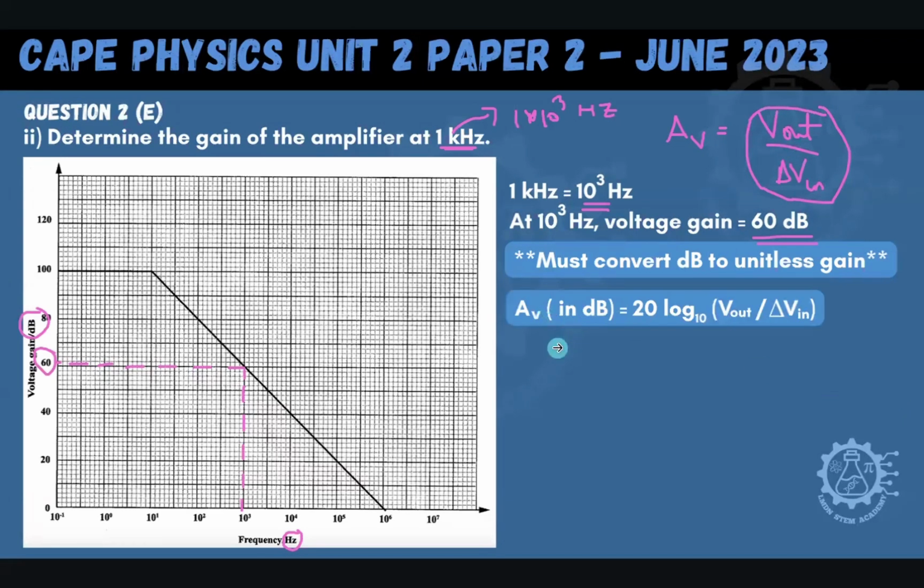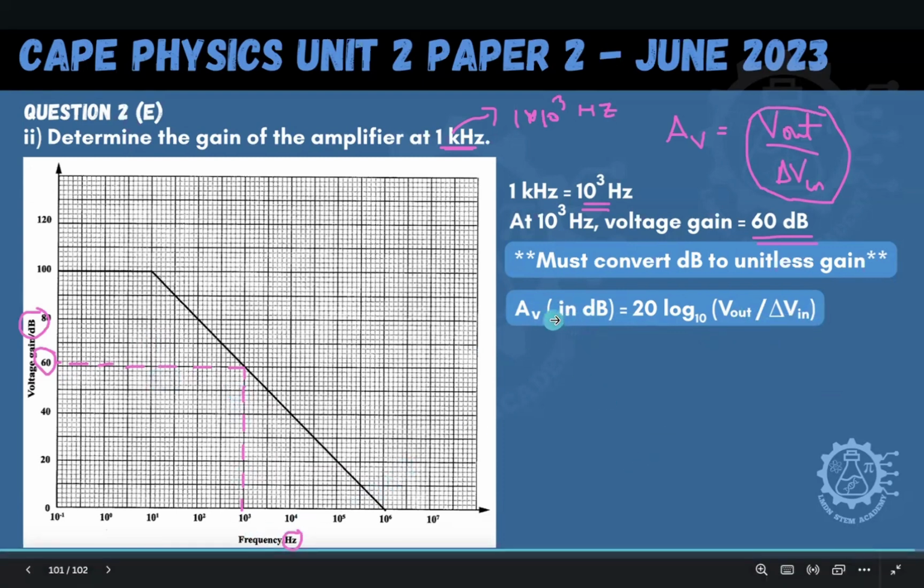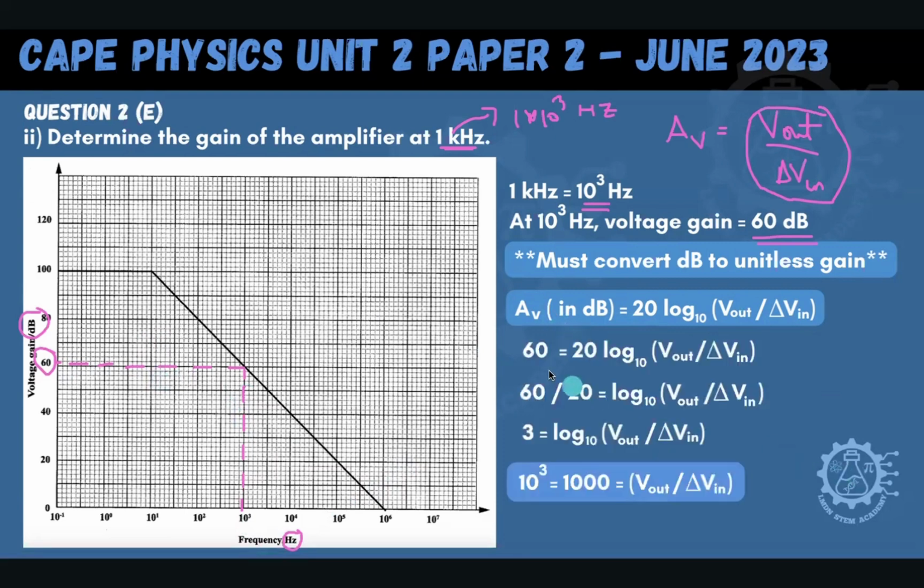This is our connection. Whenever we are given a gain or we just found a gain in decibel like we did here, it's going to be equal to 20 log to the base 10 of your V out over your delta V in. So we got 60 decibels from our work here. So we're going to plug the 60 decibels here and equate that to the right-hand side. Remember, our objective is to find this V out over delta V in. That's the regular gain that we would use, so that's the one that they want us to find for 3 marks.